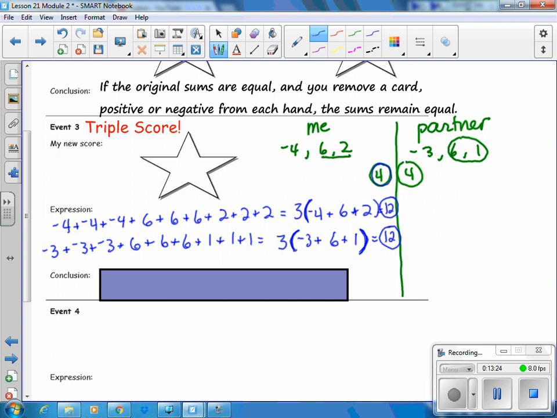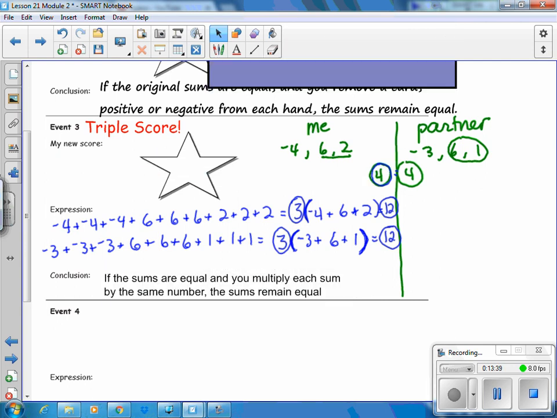So what we notice here is that if you start out with 2 numbers that are equal, and you multiply both of those numbers by the same number, your scores remain equal. So our conclusion is, if the sums are equal and you multiply each sum by the same number, the sums remain equal.